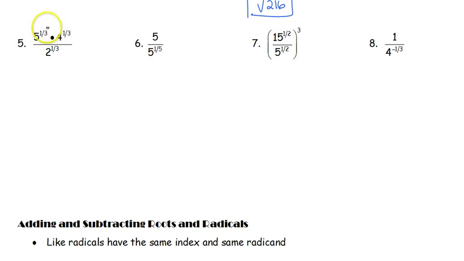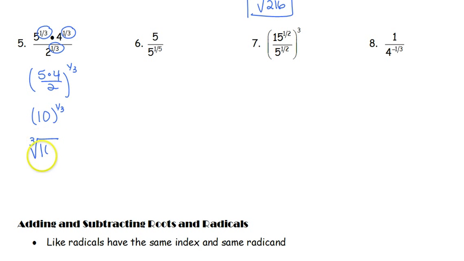Number 5, each of our pieces has the 1/3 exponent. That's like the same root. That's like saying everything has the cube root. So I can go ahead and do 5 times 4 divided by 2, all raised to the 1/3. And I can only do that because it's the same exponential value. 5 times 4 is 20. 20 divided by 2 gives us 10 to the 1/3. We rewrite that in radical form. Nothing can be broken down, nothing can be reduced.